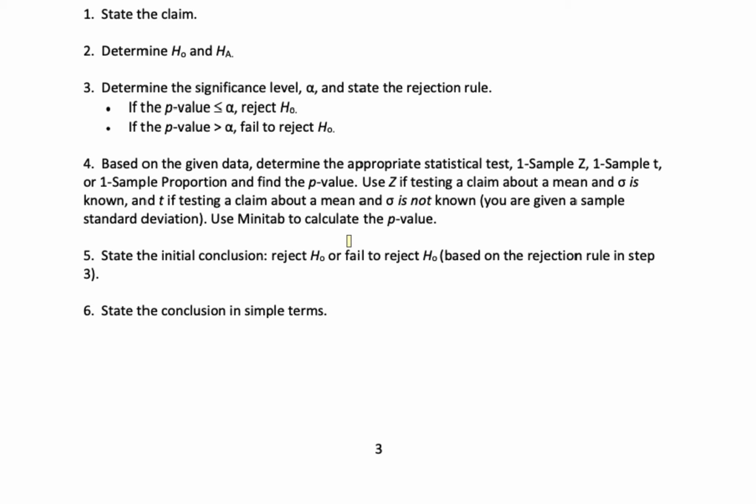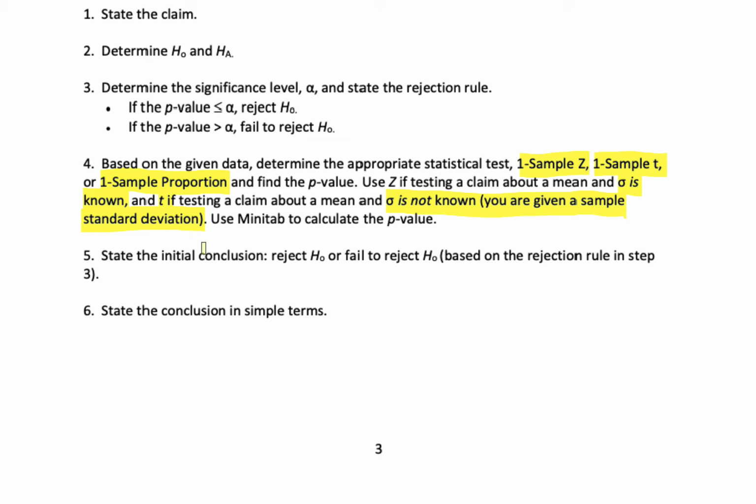So you might remember from Statistics 1 that we have these 3 tests: one sample Z, one sample T, and one sample proportion. We're going to talk about proportion in the next video; that's when we have a proportion situation. But we use one sample Z and one sample T if we are doing a problem with a mean and a standard deviation. So we use Z if sigma, our standard deviation for the population, is known. And we use T if the sigma is not known, which means that we are working with a sample standard deviation.